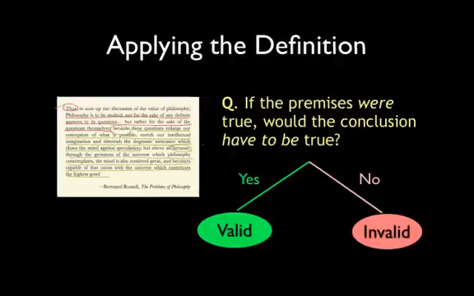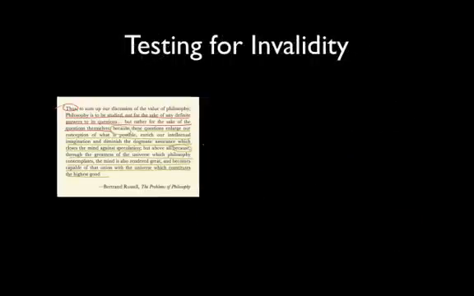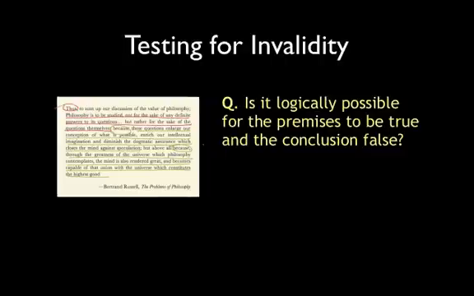It can also help to apply the definition of validity differently. Try asking this: is it logically possible for the premises to be true and the conclusion false? With this question, we're asking whether the argument is invalid. To answer this question, we think of different, logically possible scenarios and try to find one that makes the premises true and the conclusion false. If we can find such a scenario, the argument is invalid.